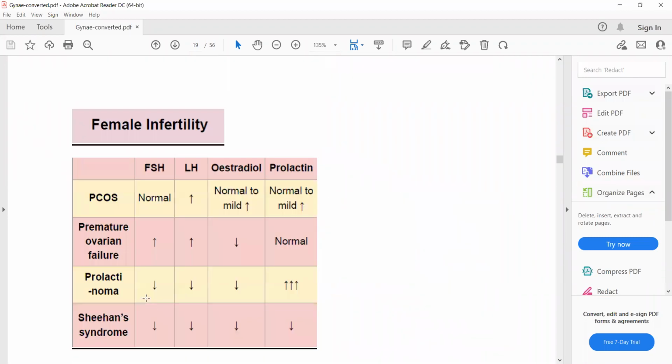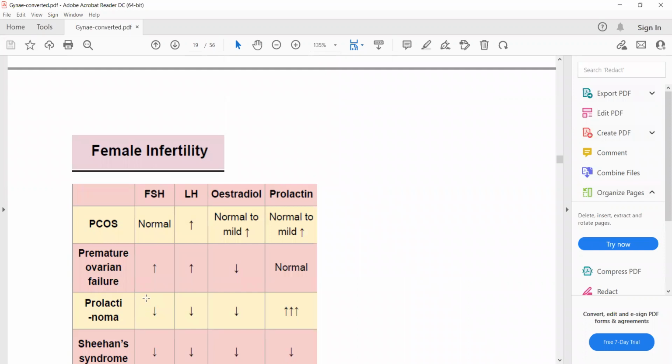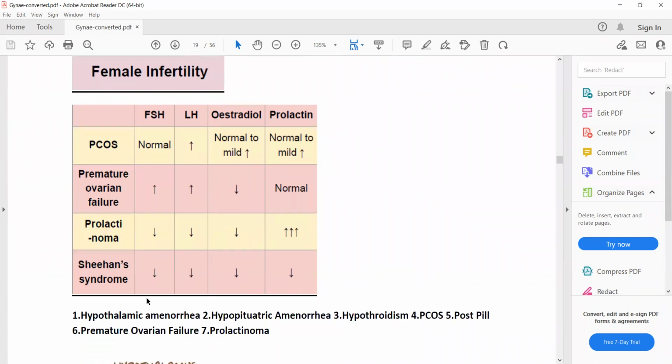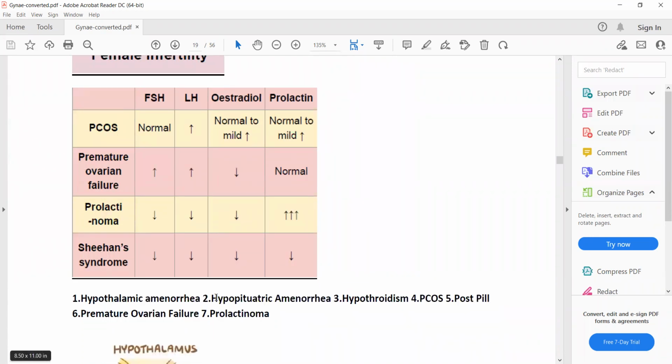Okay, now we discussed the causes of primary amenorrhea. Now we are going to discuss secondary amenorrhea. Secondary amenorrhea can occur due to hypothalamus failure, due to hypopituitarism, due to hypothyroidism. So you can remember these endocrinal causes of secondary amenorrhea from top to bottom. Hypothalamus is on the top, so hypothalamic failure can lead to amenorrhea. Pituitary failure can also lead to amenorrhea. Then there is thyroid gland, hyper and hypothyroidism. Both of them can lead to amenorrhea.